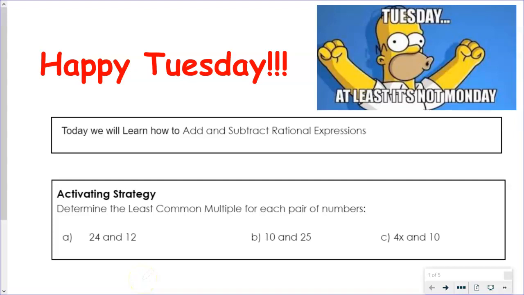All right, everyone, welcome to 7.4 notes. Activating strategy. Today, you guys are going to learn how to add and subtract rational expressions.